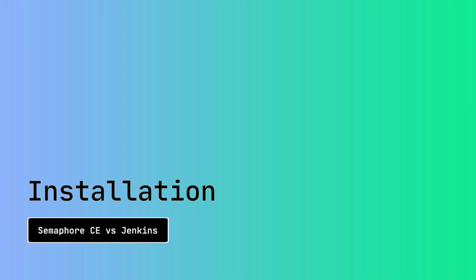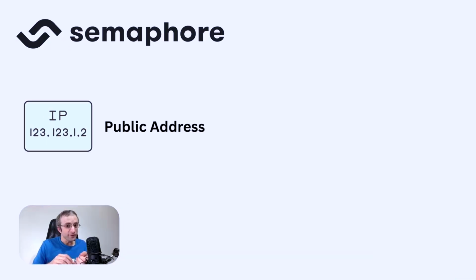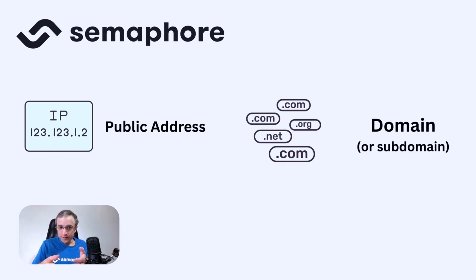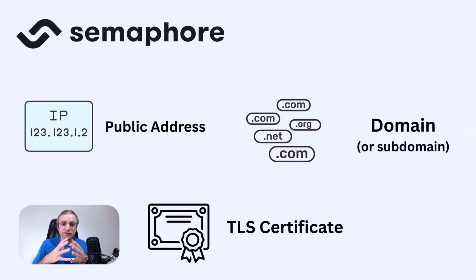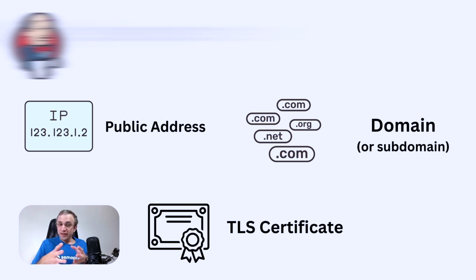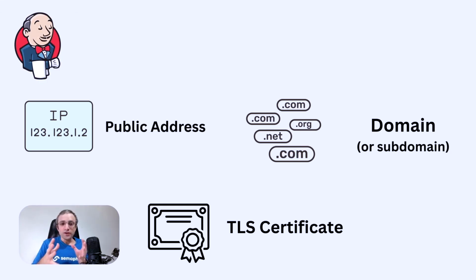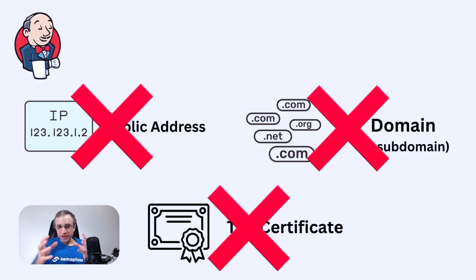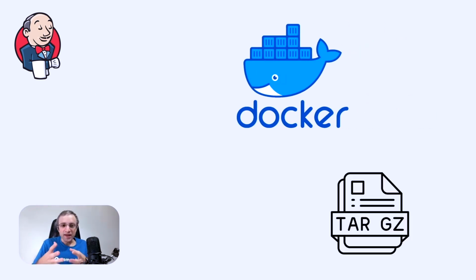Now let's discuss what are the requirements to install Jenkins and Semaphore. Semaphore CE requires a public address and a domain or a subdomain. You also need a TLS certificate for that domain. Jenkins, on the other hand, can run fully inside a firewall and doesn't require any of these, doesn't require a public IP address or a domain. You can run Jenkins with Docker, install it as a package, and run it on your server. So overall, I think Jenkins has another point here because it needs less things for the installation.